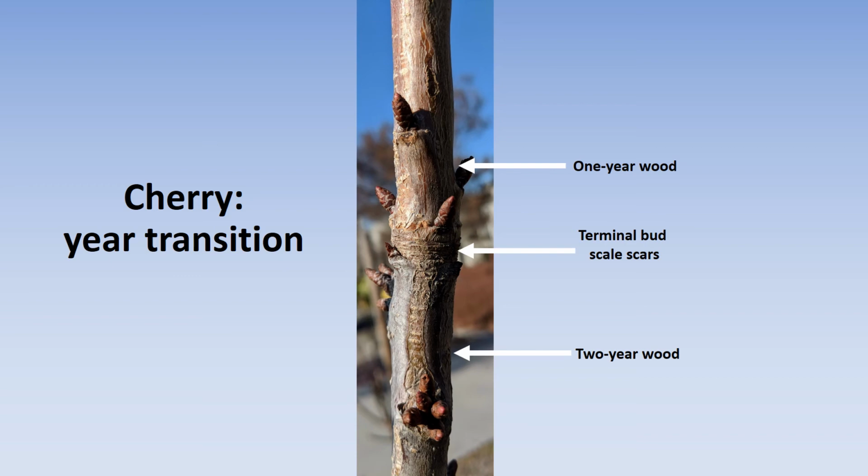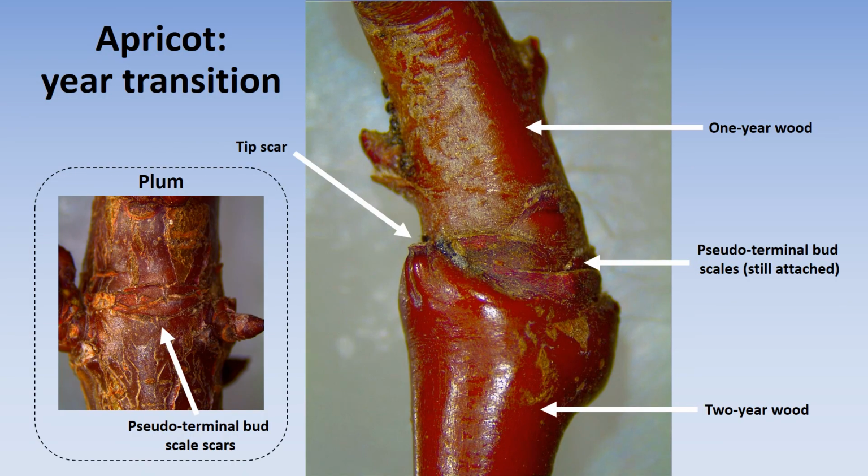For example, if this picture was taken in January of 2018, the 1-year wood formed during the spring and summer of 2017. In the winter of 2016/2017, the terminal bud was located here. The 2-year wood formed in the spring and summer of 2016. This is what the transition would look like with sympodial growth.